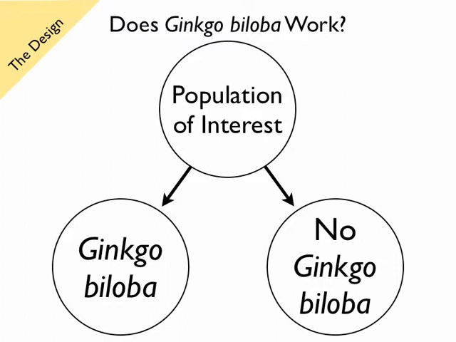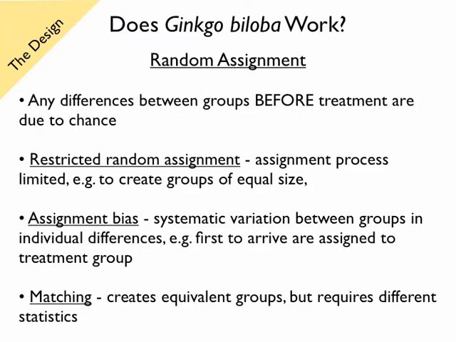Now, in a perfect world, we would sample randomly from the population of interest, but don't confuse random sampling, which has to do with the generalizability of whatever results that we happen to find, with random assignment. Here, it's random assignment that is clearly the most important thing. Random assignment assures that any differences between these groups, the ginkgo and the placebo group, before we give them the pills, are going to be due completely to chance, and that's extremely important. Any differences before the treatment are due to chance.